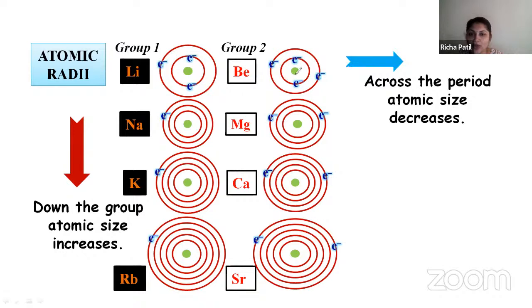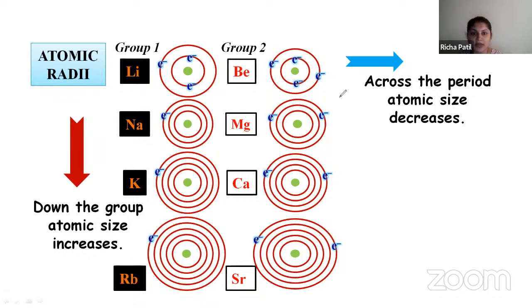So what will happen when you add an extra electron across the period? The nucleus will have a positive charge, so it will tend to pull the outermost electron towards itself. As a result, there is an increase in effective nuclear charge. It will pull the electron towards itself, so the size goes on decreasing. So across the period, the atomic size goes on decreasing.